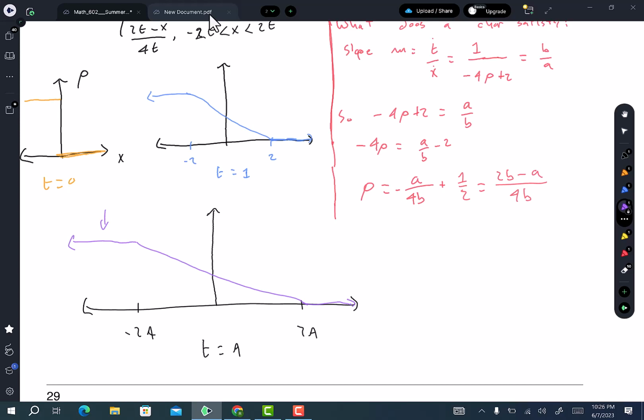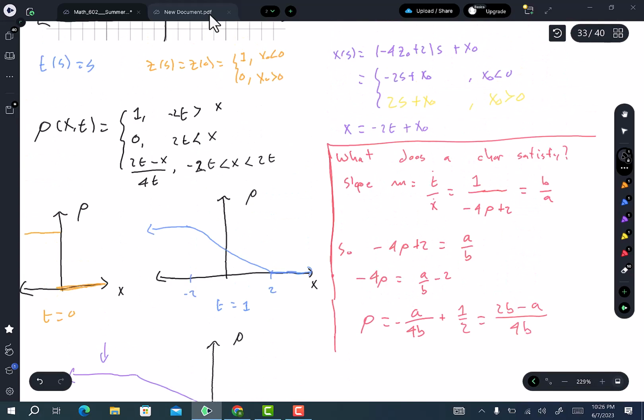Just think about what happens when you're sitting at a red light and it goes from red to green. This is what the profiles look like for different values of t. Again, it's important to remember that the axes here are x and rho. So this is a traffic flow equation.